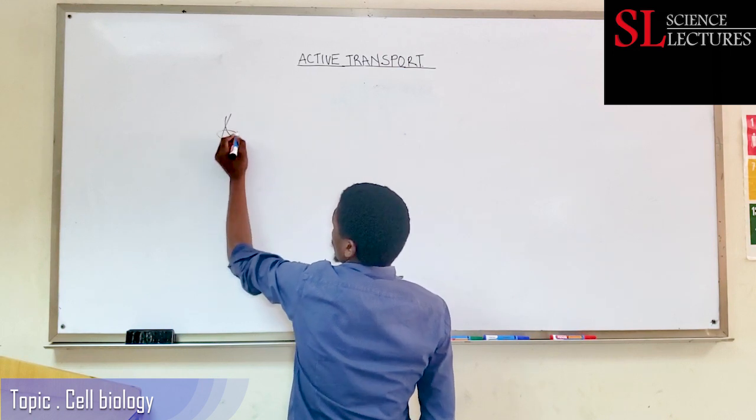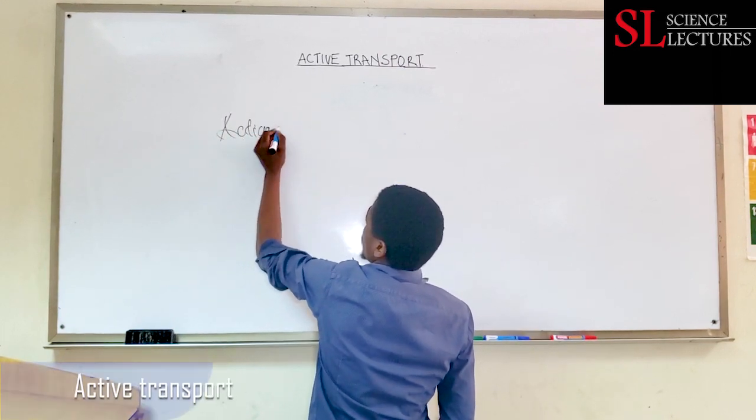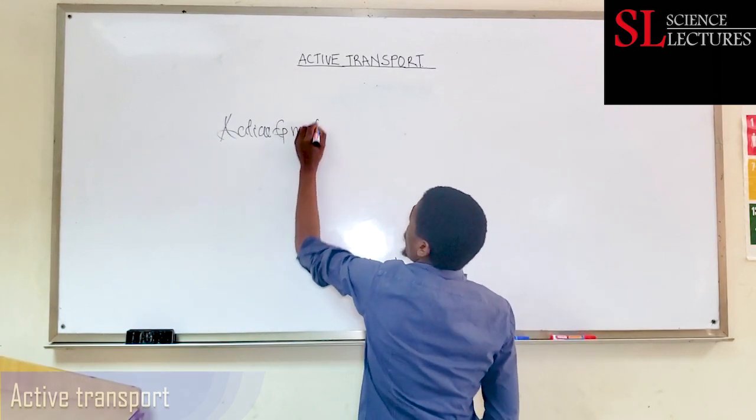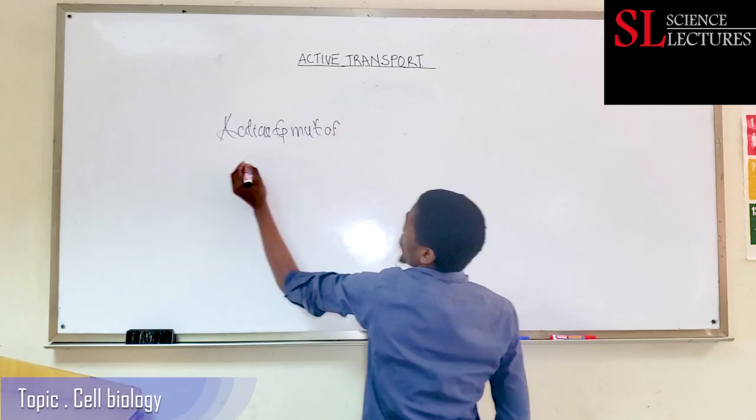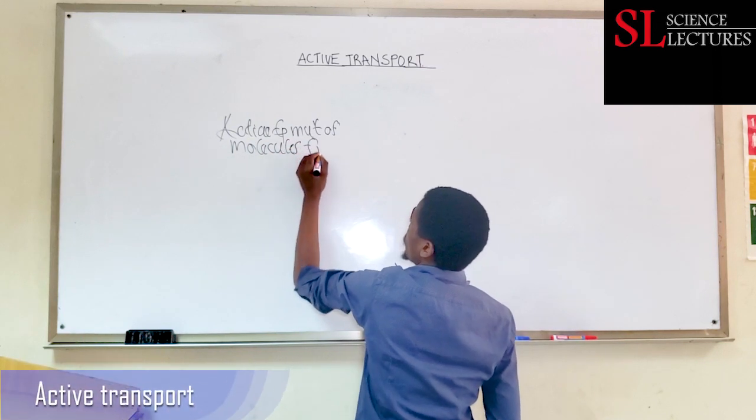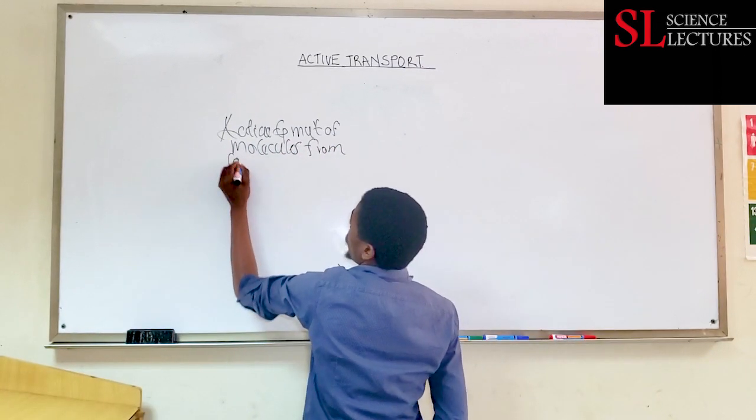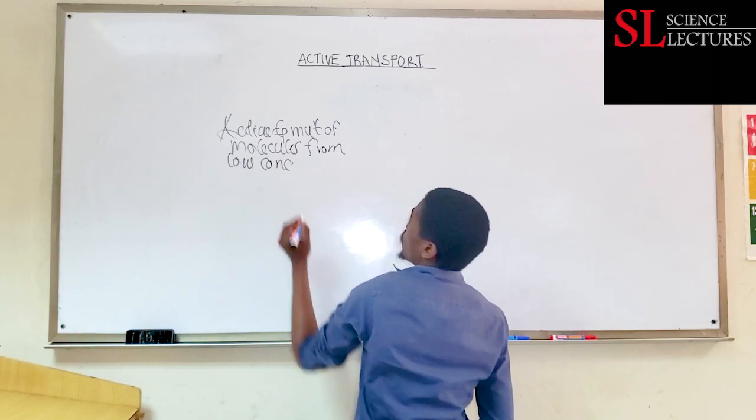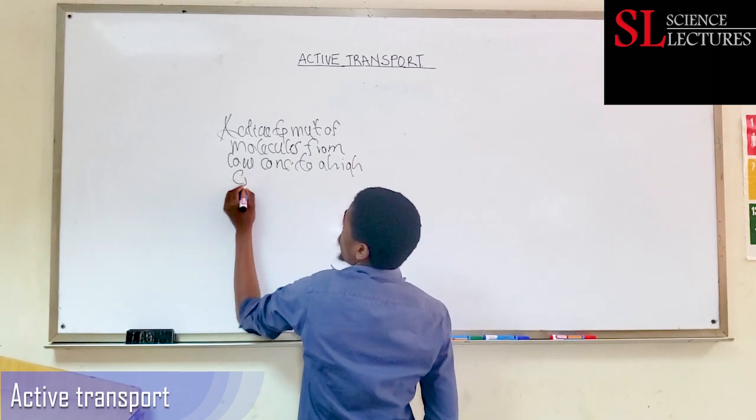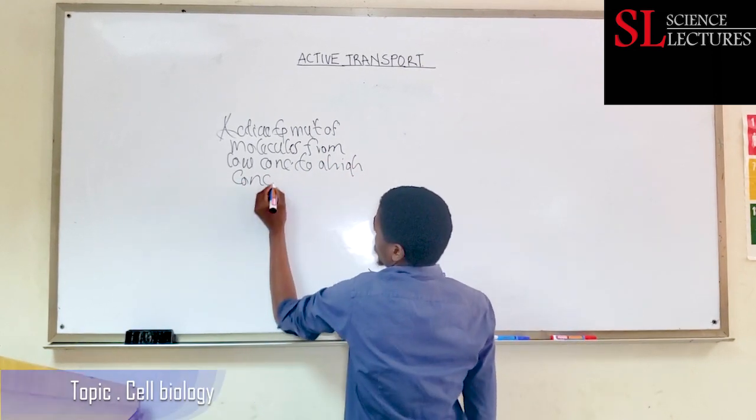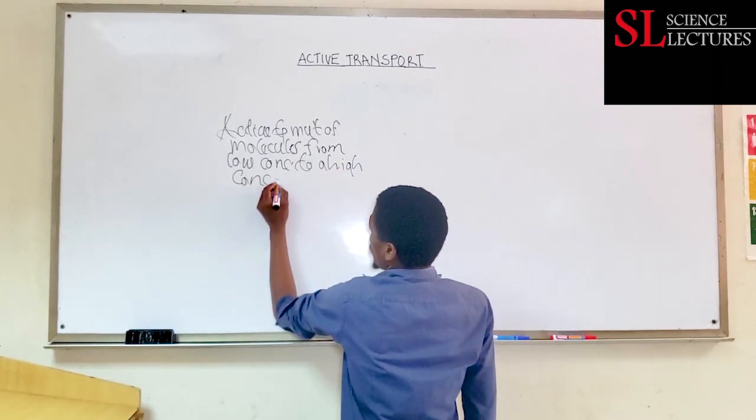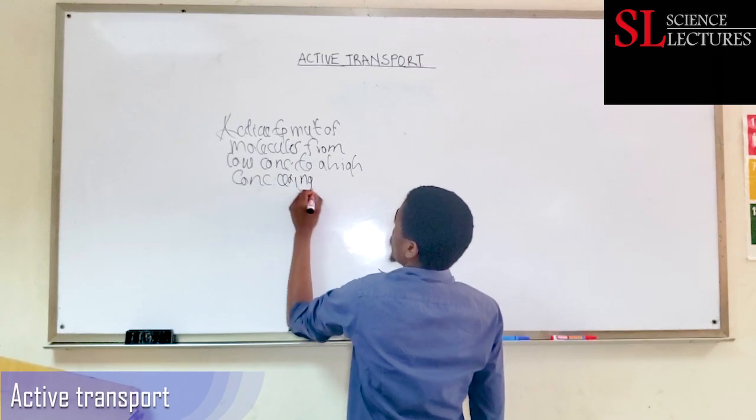Active transport is the movement of molecules from a low concentration to a high concentration. We are having molecules moving from a region of low concentration to a high concentration using energy.